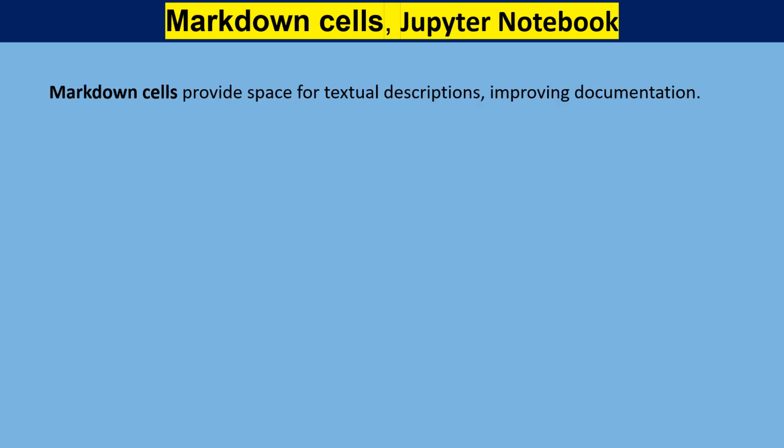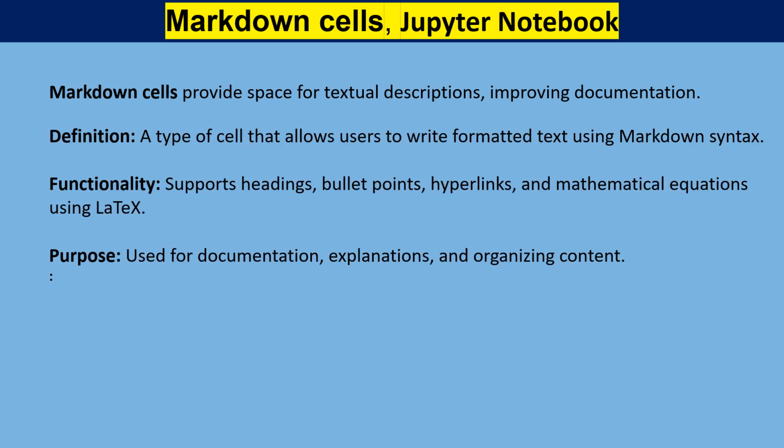Markdown cells allow Jupyter Notebook documentation with formatted text, including headings and bullet points. Markdown cells provide space for textual description, improving documentation. They enhance the readability of Jupyter Notebook by allowing users to add structured text. Users can create headings to divide sections, use bullet points for lists, and embed hyperlinks for references.